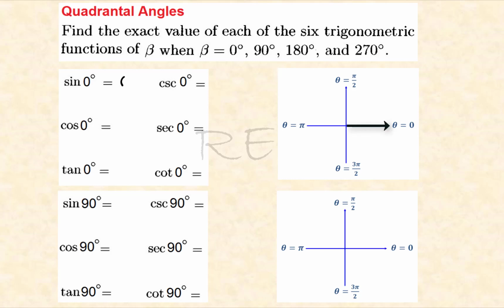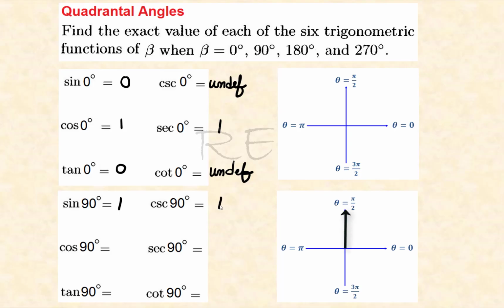In the unit circle, sine of 0 is equal to 0. Cosecant of 0, which is 1 over sine of 0, is undefined. Cosine of 0 is equal to 1, and secant of 0, 1 over cosine, is also equal to 1. Tangent of 0 is equal to sine over cosine, which is 0 over 1, which is 0. And cotangent of 0, which is 1 over tangent of 0, is undefined.